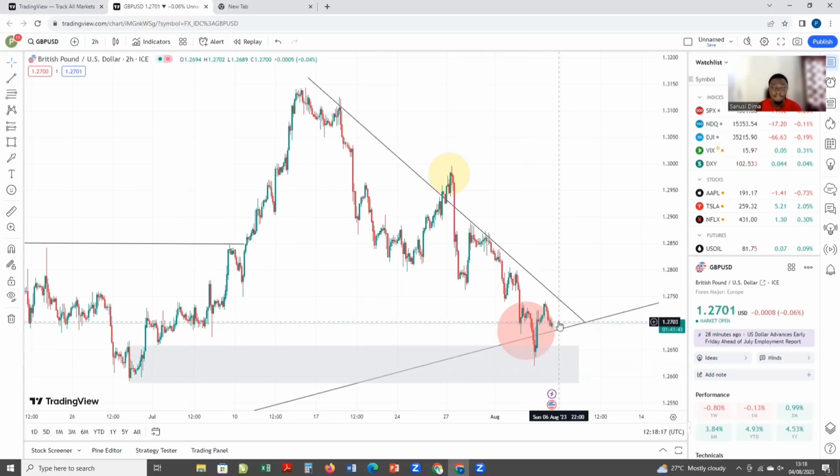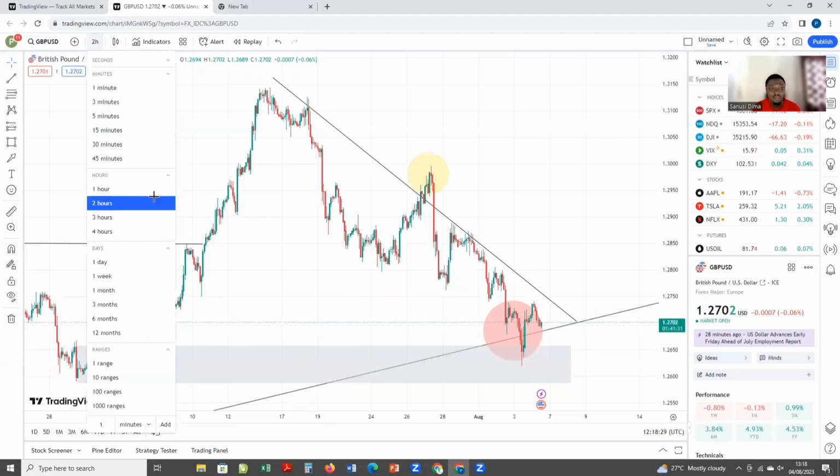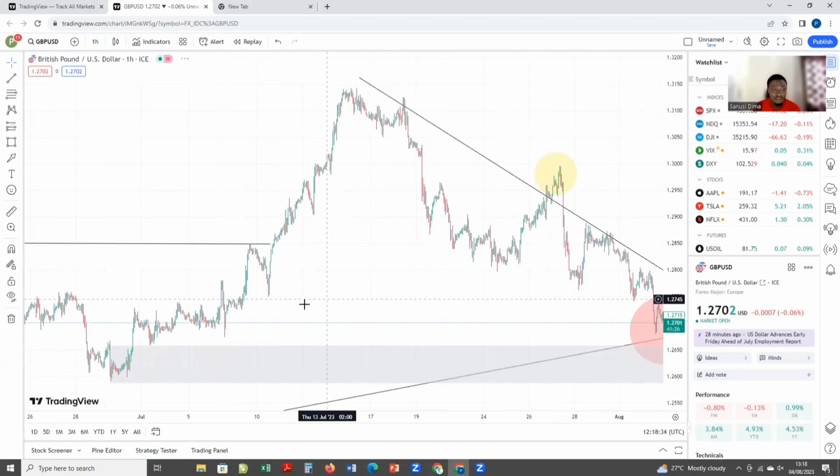News in the next 15 minutes, NFP news, market can actually break this zone above. But I will not jump into the trade. So what I'll do right now is to go to 1 hour time frame. Let's see. Let's modify the market and draw it better.